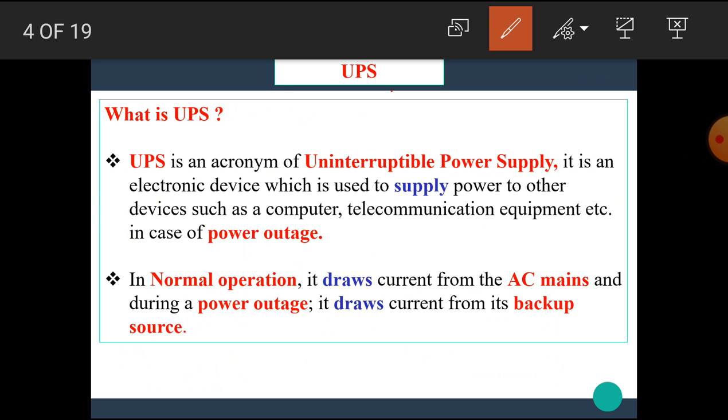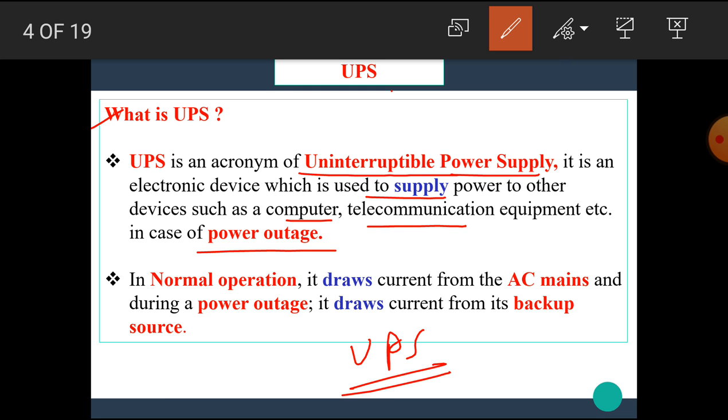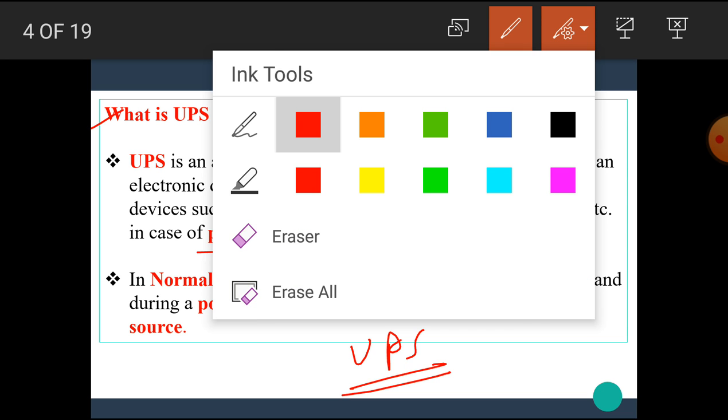Let's start our today's topic. What is a UPS? UPS is the acronym of uninterruptible power supply. It is an electronic device which is used to supply power to other devices such as computers, telecommunication equipment, etc., in case of power outage or power failure. That means when the power is not available or the power is disconnected, then the UPS provides the power immediately, and whatever task we perform on our PC or on our gadget will not be shut down.